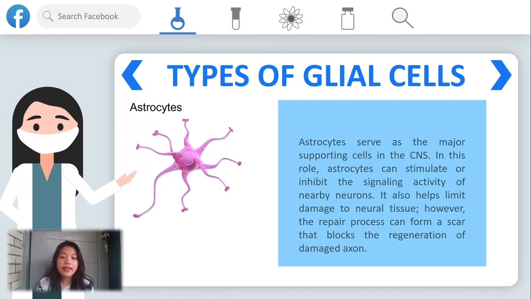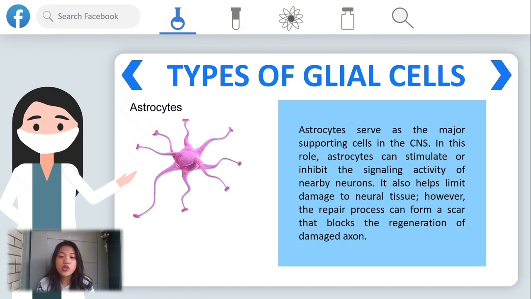Astrocyte. The astrocyte serves as the major supporting cell in the CNS. In this role, astrocytes can stimulate or inhibit the signaling activity of nearby neurons. It also helps limit damage to neural tissue. However, the repair process can form a scar that blocks the regeneration of the damaged axon.